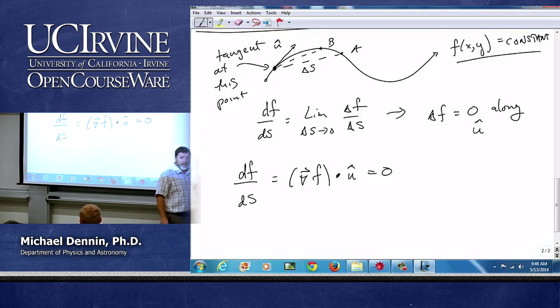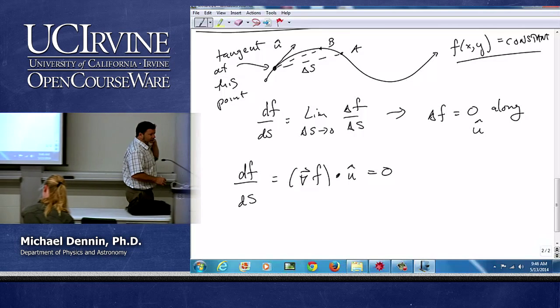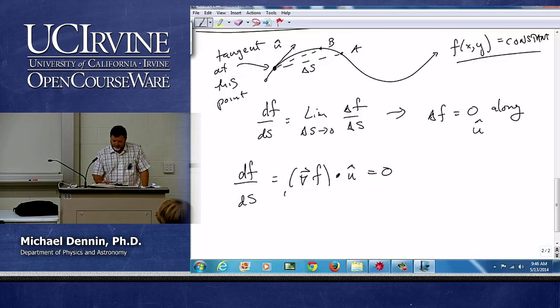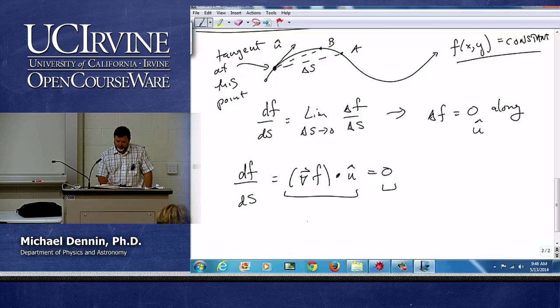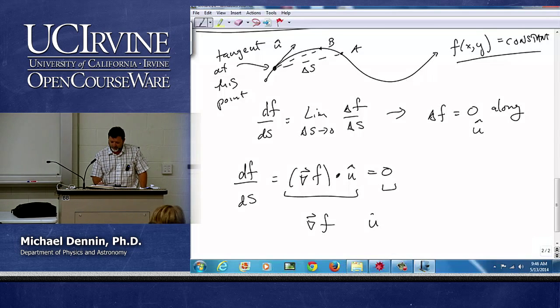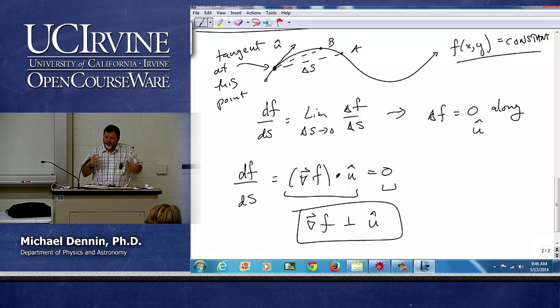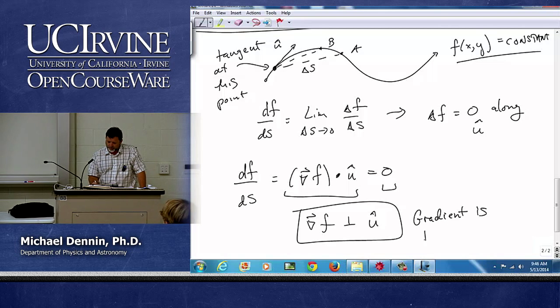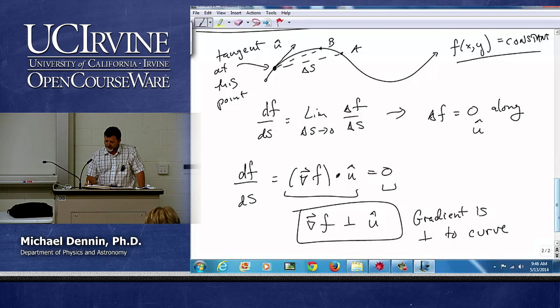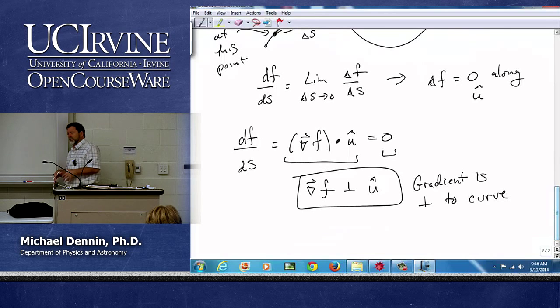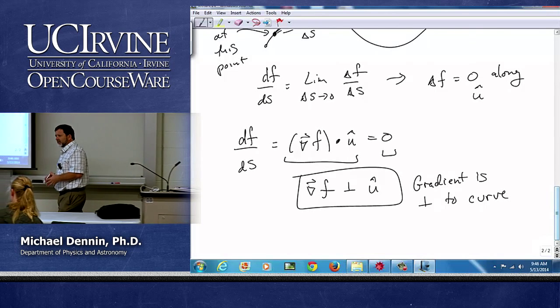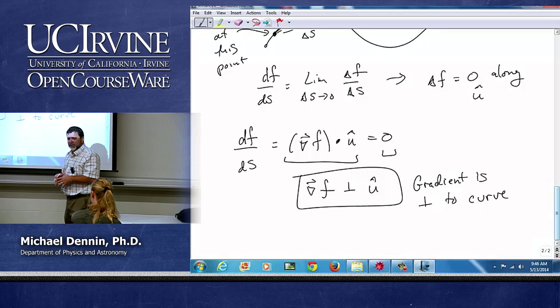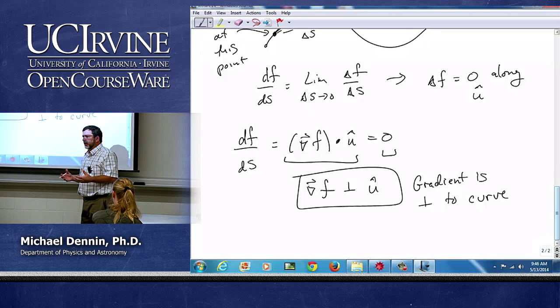And we have a dot product or projection in there. And when we have a dot product or projection, what do we know? If the projection is 0, what do we know about the two vectors? They are orthogonal. And so this is the fundamental reason you have to remember that the gradient is perpendicular to the curve. And in higher dimensions, it's going to be perpendicular to surfaces. So the gradient of a function is perpendicular to the curves of constant value of the function.